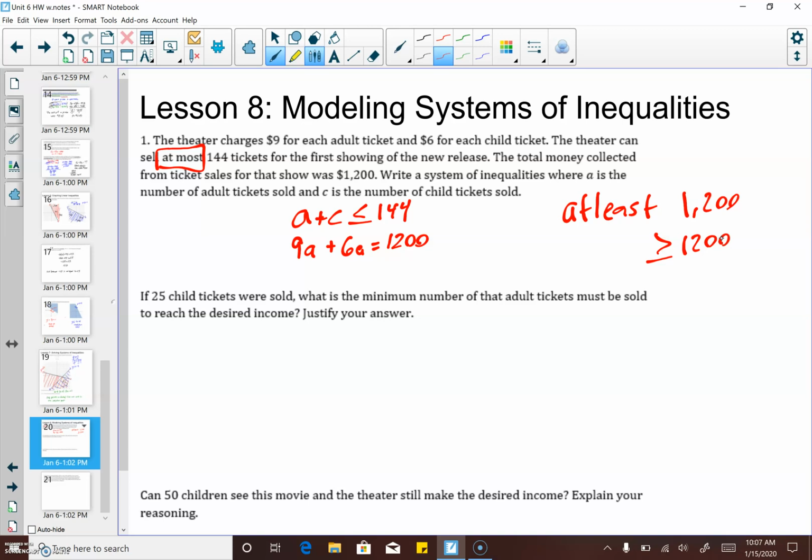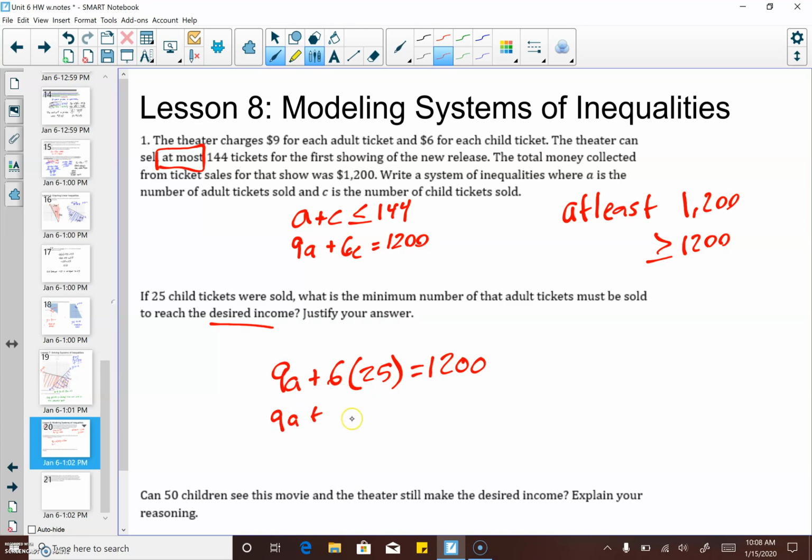If 25 child tickets were sold, what's the minimum number of adult tickets that must be sold to reach the desired income? So we're talking about the income question here. So we want to use the 9a, and we know that plus 6, and we're not going to plug in the C here. We know that that number is 25. I just realized I wrote two A's on the top, so it should be plus 6C equals 1,200. So now I'm just going to put this into my calculator and start to solve.